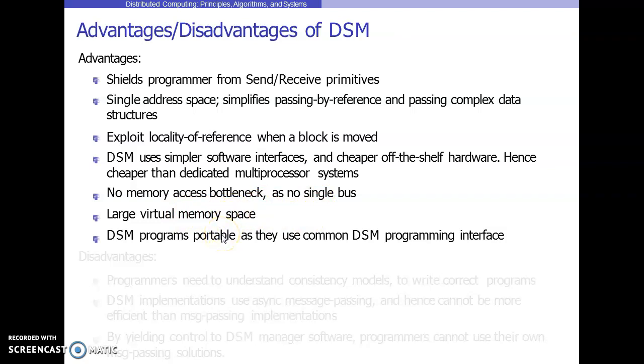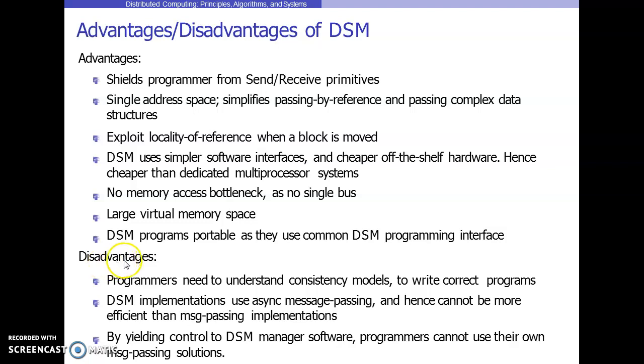Another advantage of DSM is that it provides portability of programs written using DSM. This portability arises due to the common DSM programming interface, which is independent of the operating system and other low-level system characteristics.